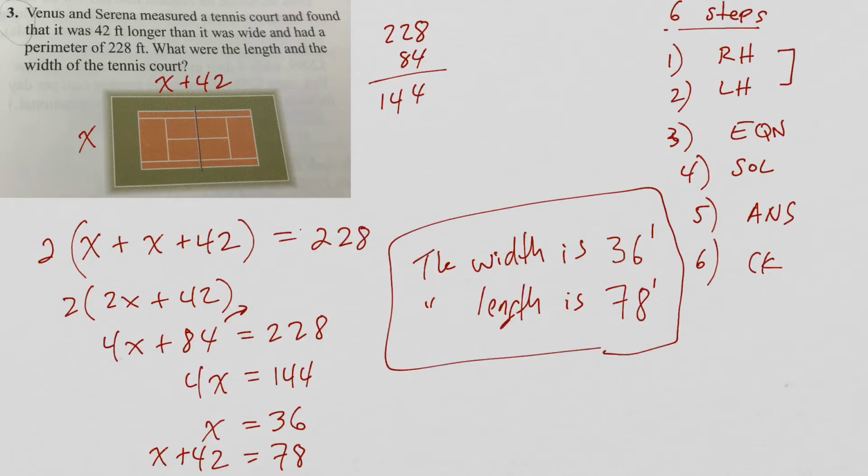Now to check it, I have 2 checks. One is the length really 42 more than the width? And it's pretty obvious that it is. And the second thing, is the perimeter correct? Well, if I add those 2 things up and multiply by 2, adding them up, I get 114. So that's half the perimeter. So if I double that, I do get 228. So that is the correct answer.